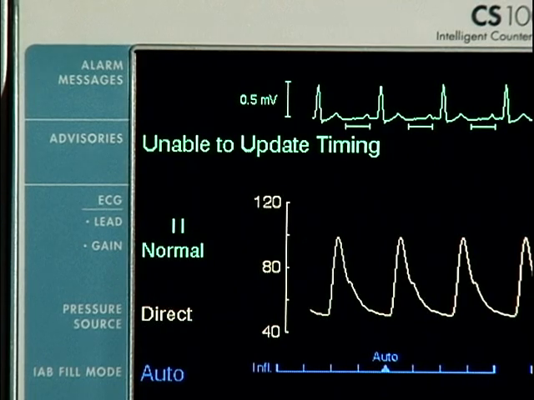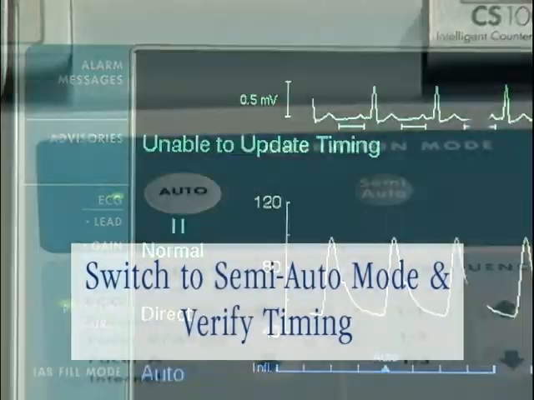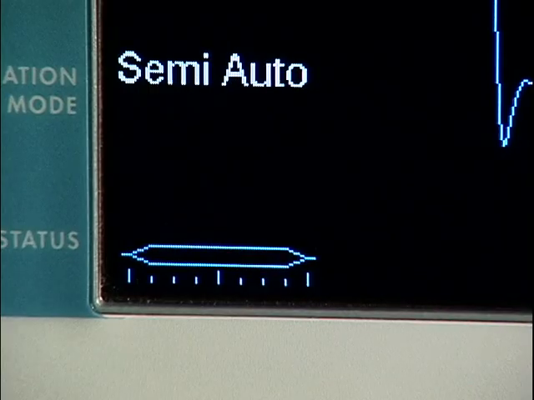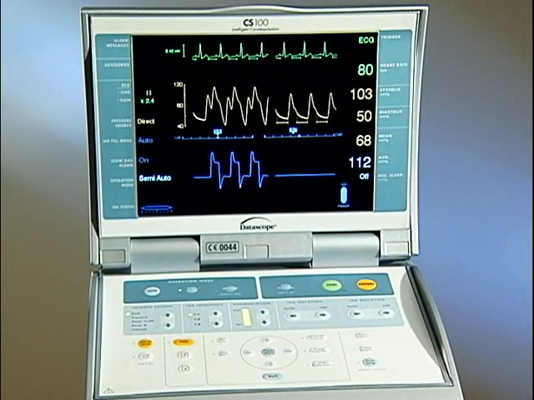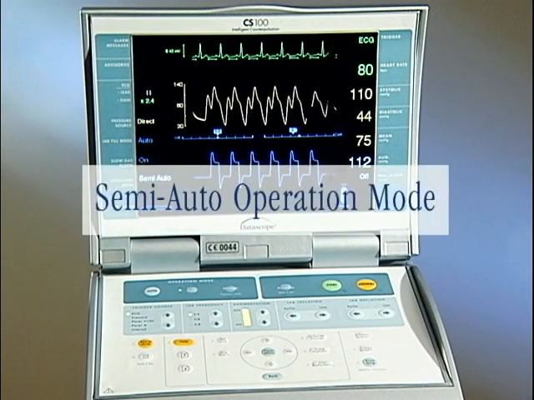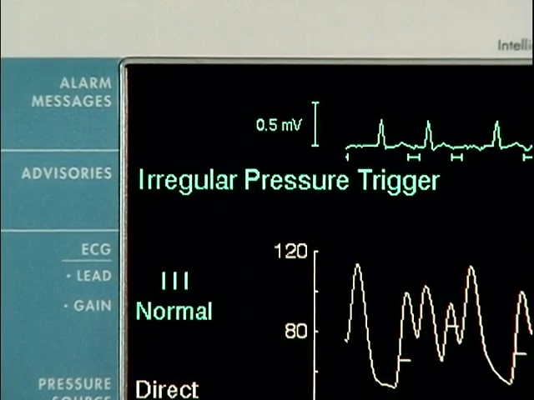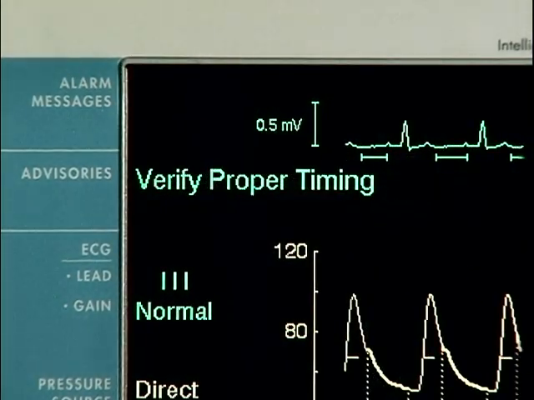If the unable to update timing alert persists, the operator should switch to the semi-auto operation mode and verify timing, then resume pumping. Two further alerts can occur when the CS100 is operating in the semi-auto operation mode. These are irregular pressure trigger and verify proper timing.